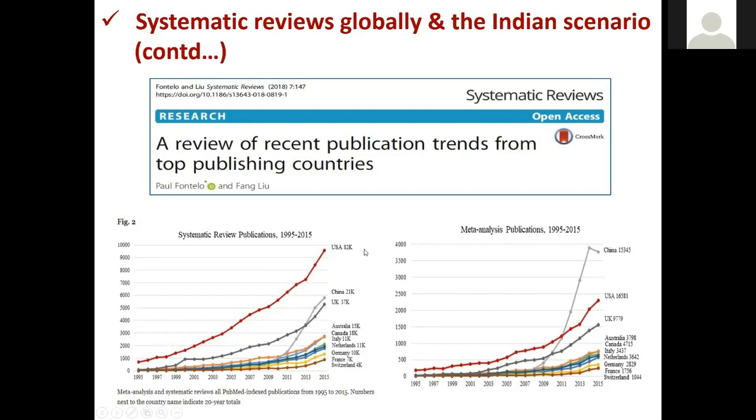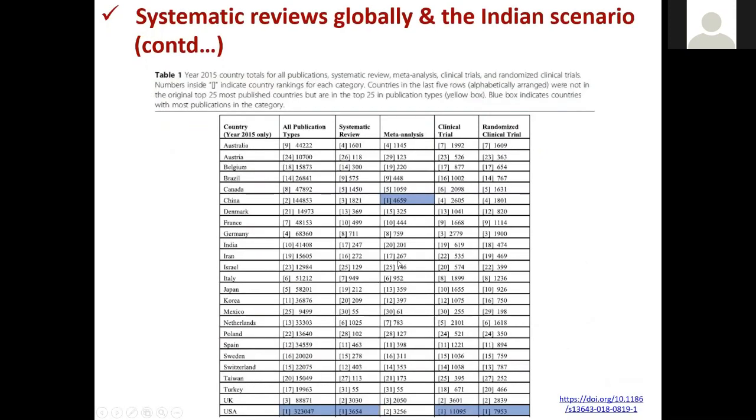And these are the top 10 countries for systematic reviews. USA tops the list. For meta-analysis, China tops the list. And this will be more clear when we look at this picture. This is data from 2015, where this column shows the countries and this shows the various publication types. If we see our country, India, for all publication types, in terms of the number of publications, our position is 10th. But in terms of systematic reviews or meta-analyses, we are way behind: 17th for systematic reviews and 20th for meta-analysis.